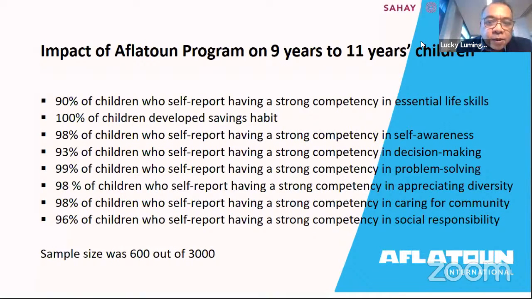98% of children self-report having a strong competency in self-awareness. Self-awareness, I have already discussed, like strengths and weaknesses. 93% of children self-report strong competency in decision-making. 99% self-report strong competency in problem-solving. 98% state that they appreciate diversity. 98% stated that they care for community. And 96% of children stated that they are competent in social responsibility. The sample size was 600 out of 3,000 children aged 9 to 11 years.